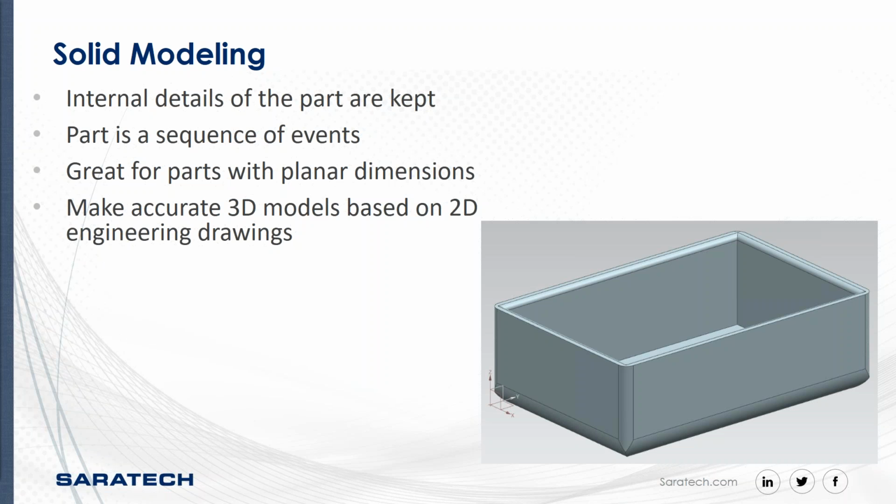So this is very useful for generating parts that are formed from planar surfaces such as a box, or those that are rotated about an axis symmetrically such as a dome, because it's easy to make these parts from a 2D step-by-step method. It's a great, accurate way for 3D models to be built based on 2D engineering drawings.